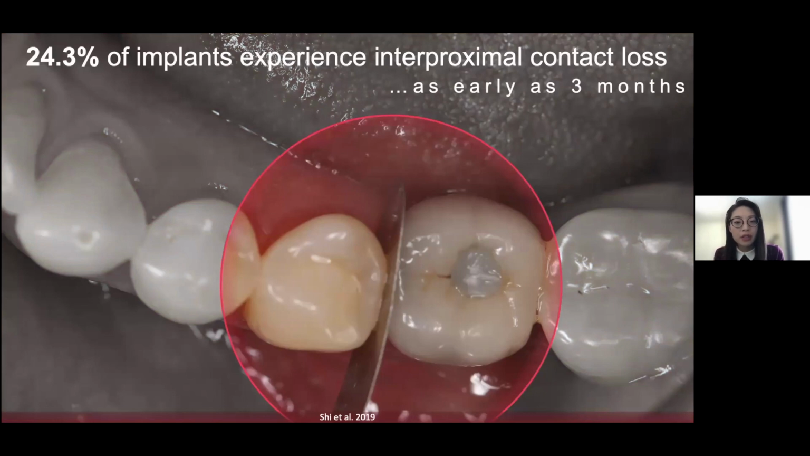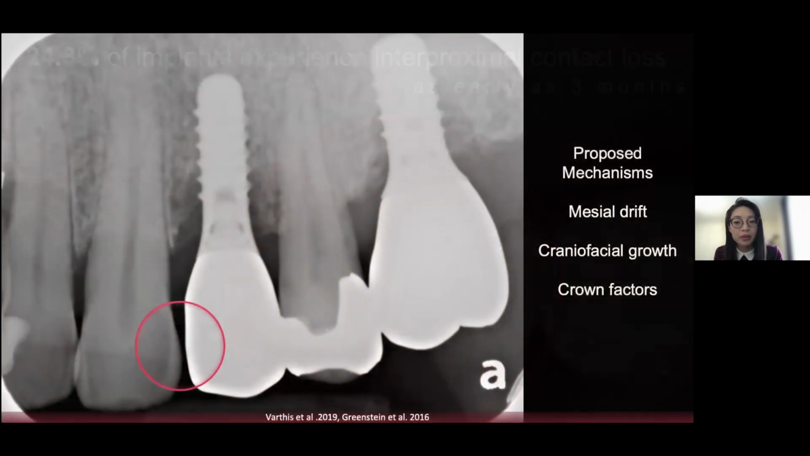In a prospective study by Xie et al., they actually found in 144 dental implants that nearly a quarter of them experienced interproximal contact loss, and this occurred as early as 3 months. And we also know that interproximal contact loss may occur at a rate between 18 to 66% in the maxilla and 37 to 54% in the mandible.